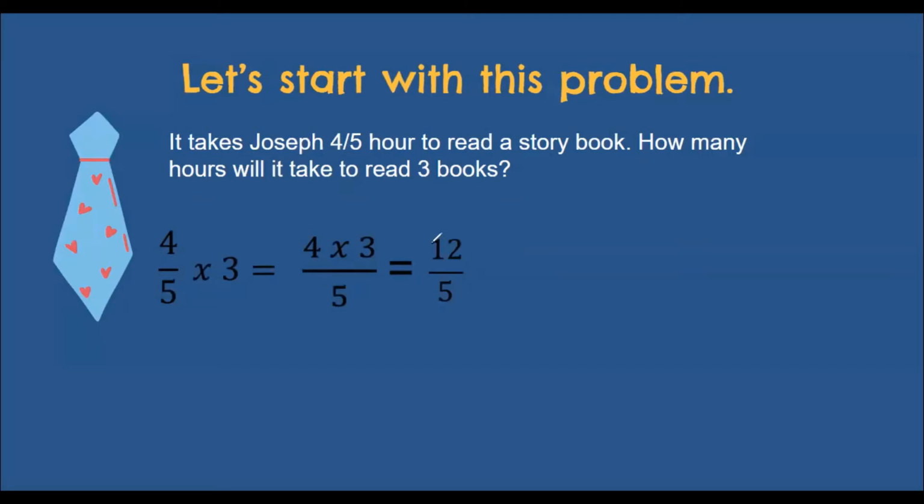We need to change this improper fraction into a mixed number. So to change an improper fraction to a mixed number, we need to divide 12 by 5. So how many 5s can we find in 12? Yes, correct. It's 2. 2 times 5, that is 10. And 12 minus 10, the answer is 2. And to change our answer into a mixed number, for our final answer, we have 2 and 2/5.